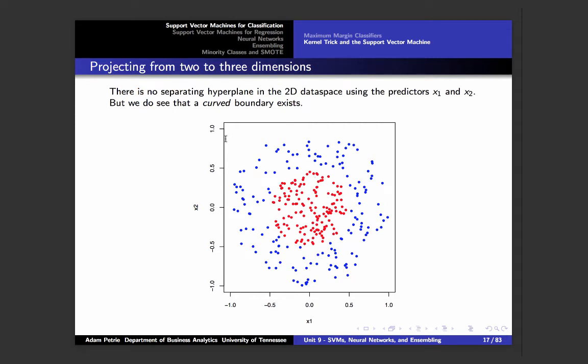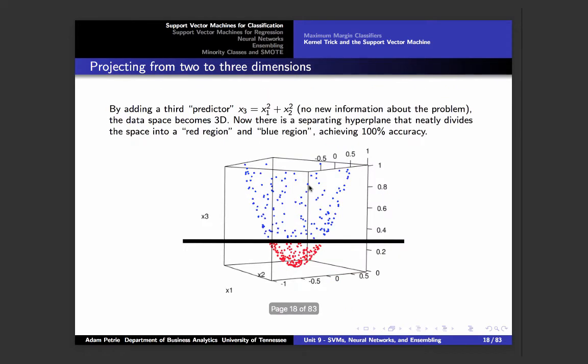Here's our data space of dimensionality 2, two predictor variables, x1 and x2, a clear boundary that we can see between these two classes, but a line is definitely not going to cut it. What if I added a third variable, x1 squared plus x2 squared, and projected the data into three dimensions? I have x1, x2, and now x3. Well, if I project this into three dimensions, here I have x1, x2, and x3 going up on the vertical.